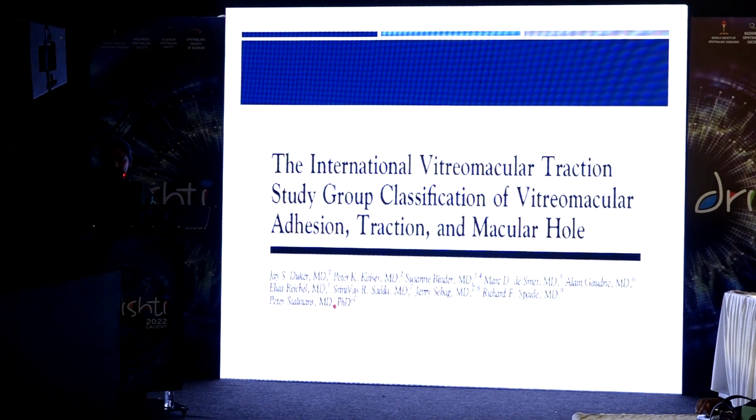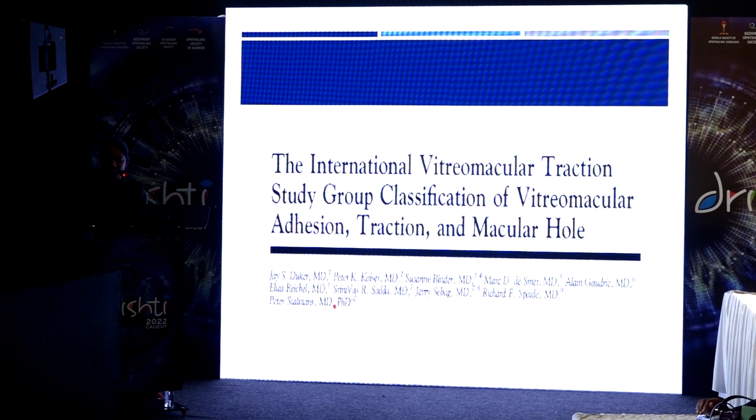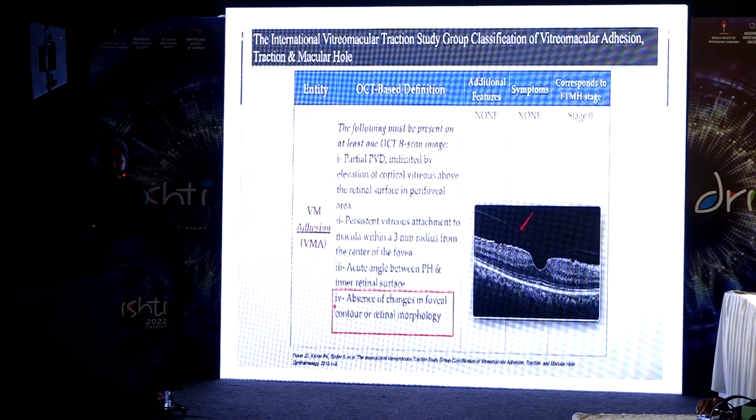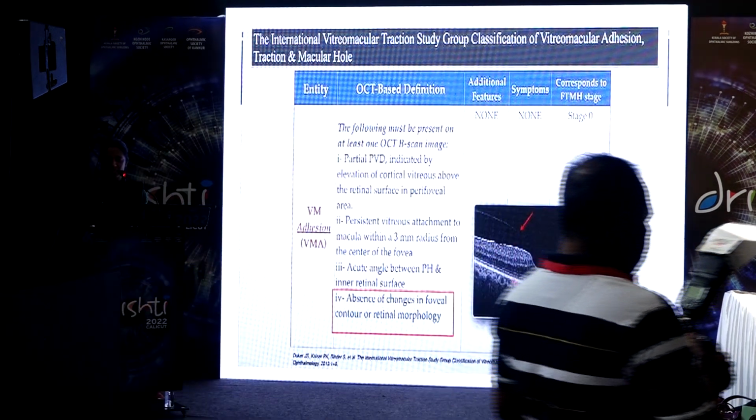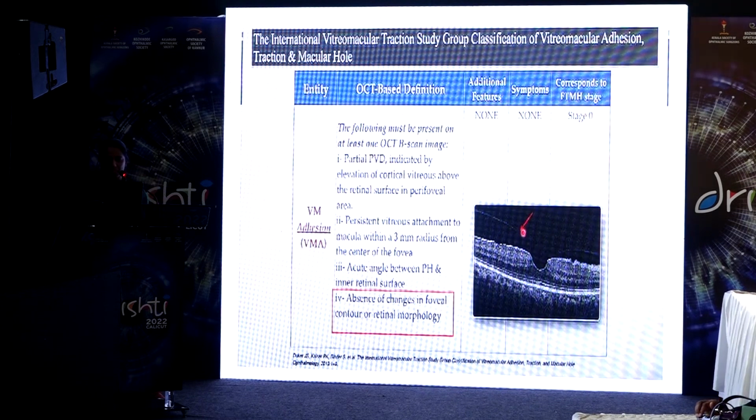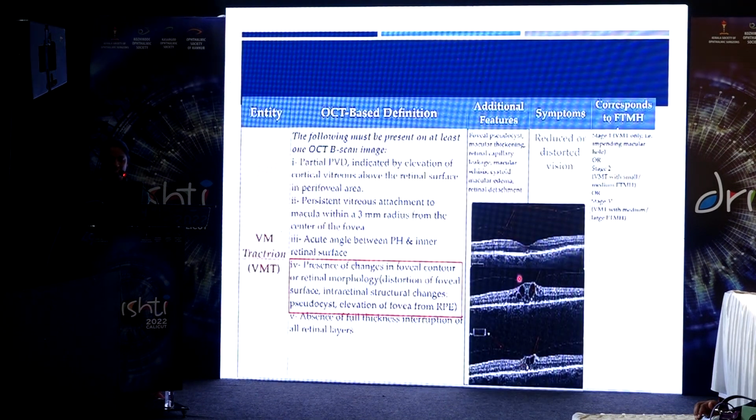The International Vitreomacular Traction Study, or the IVTS group, was convened to develop an OCT-based anatomical classification of these vitreomacular interface diseases. So they have clearly defined vitreomacular adhesion as a persistent vitreous attachment to the macula within a 3 mm radius, attaching in an acute angle. But the important thing is that there should be absence of changes in the foveal contour or retinal morphology. At this time, the patient will usually be asymptomatic.